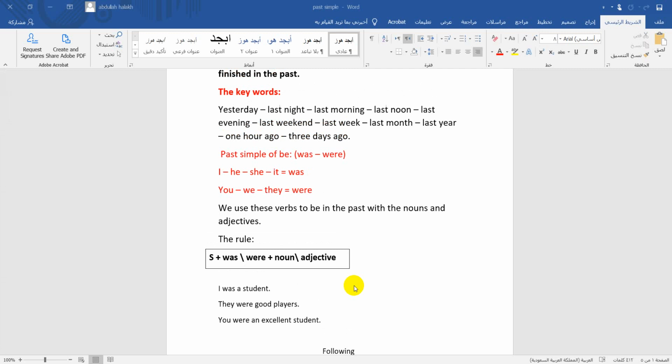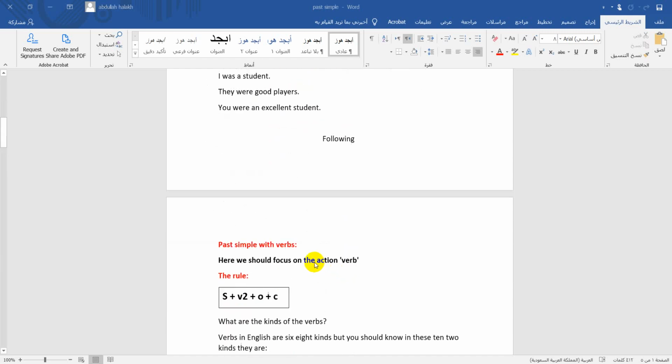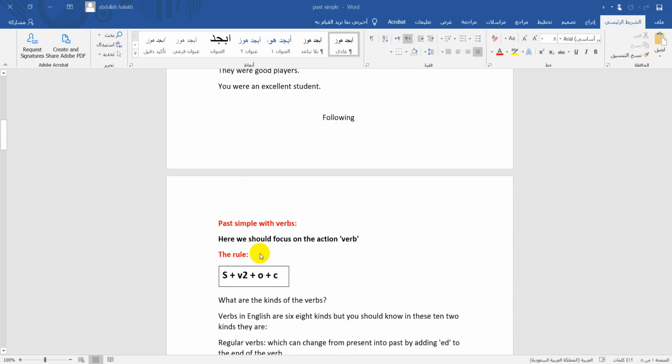تمام؟ It's only an introduction for the past simple. But if you want to really focus, you should focus with me about what? About the verbs. Past simple with verbs, here we should focus on the action. يجب أن نركز على الحدث أي الفعل.